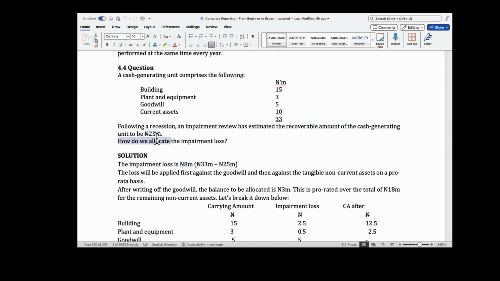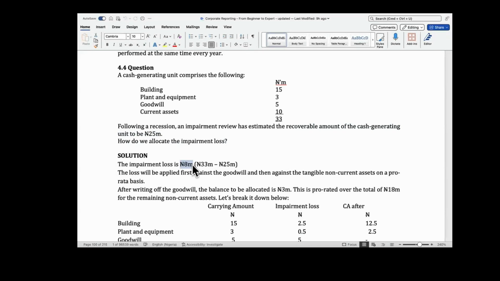So this question is basically interested in how do you allocate the impairment loss? So how do you share this 8 million? Just like the question I asked you guys earlier. Of course, you debit the 8 million to P&L. But when you are crediting the assets, you can't credit CGU because CGU is not an asset. You credit the individual asset, right?